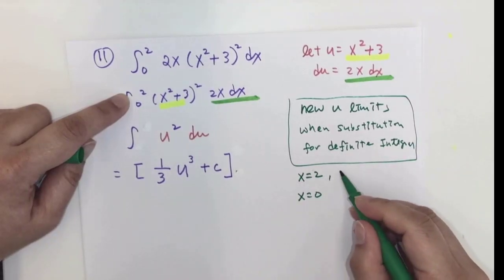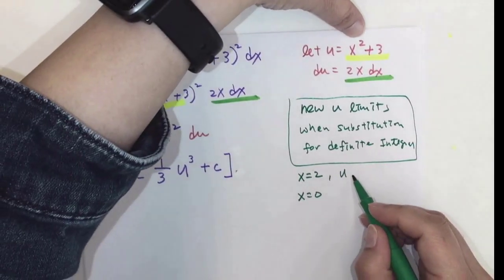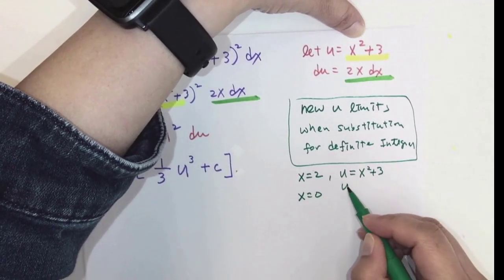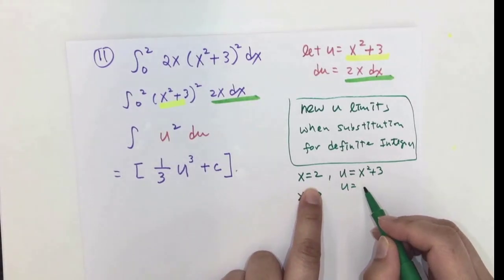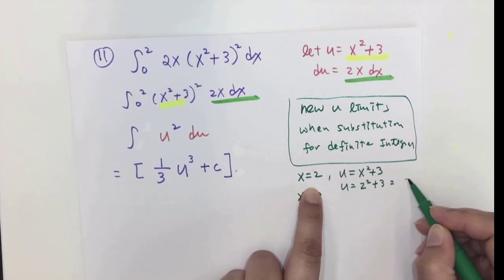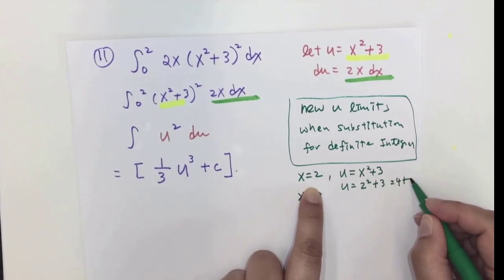And then if you need u value, then you will use the u equal to x squared plus 3. So u is going to be what? For the top one, 2 needs to be raised to the second power plus 3 is 4 plus 3 is 7.